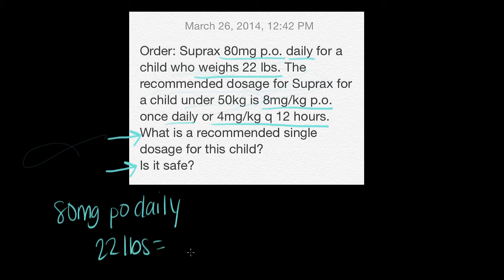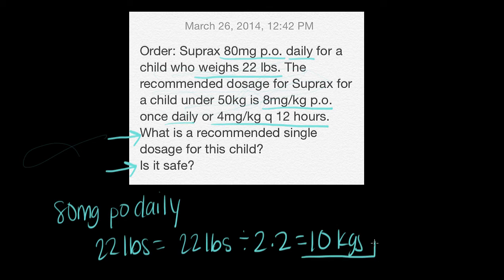Well, the first thing we have to do is to convert to kilos. And the way we do that is we can do 22 pounds divided by 2.2, and that will give us 10 kilos. So when we're going from pounds to kilos, we divide by 2.2, we get 10. When you go from kilos to pounds, you're going to multiply. So I know this child weighs 10 kilos, and that's important information that I need right now.